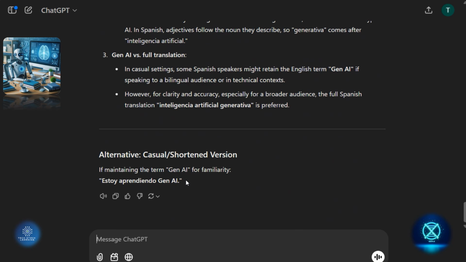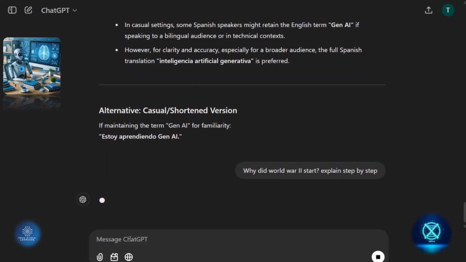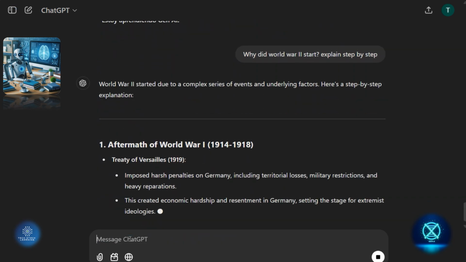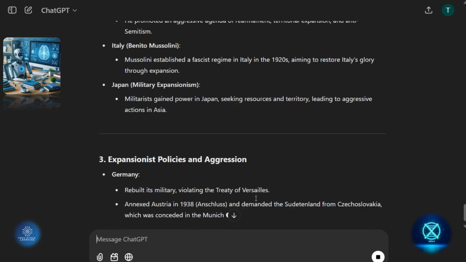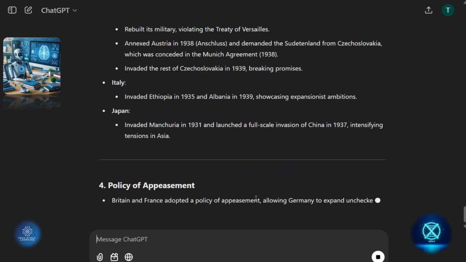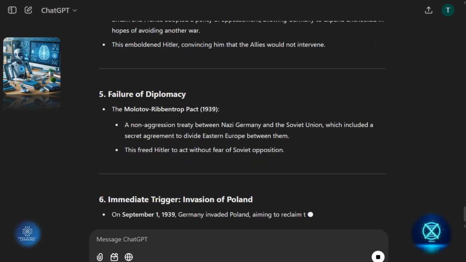Okay. This is another example. So next we can see if you want to analyze something, right? I can say, why did World War start? Explain step by step. So here it breaks the complex historical event into manageable parts. If you see, it has given you bullets and each has complete details, right? So this is what it is giving.